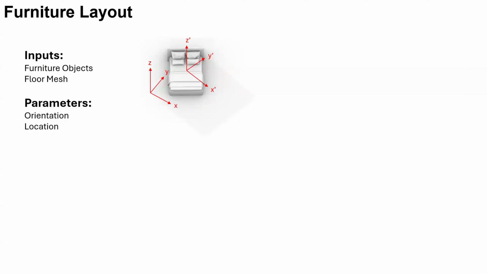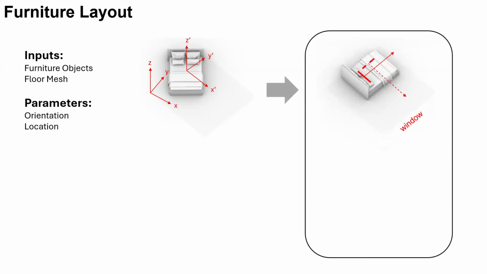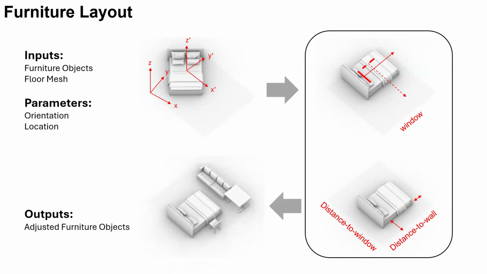So for furniture layout, first we have two inputs, furniture object and the floor mesh. The parameter inputs are orientation and location. We send the two models into 3D coordinates. And then we can choose either it's facing the window or side to window. And then the parameters are distance to window and distance to wall. At the end, it outputs adjusted furniture objects.